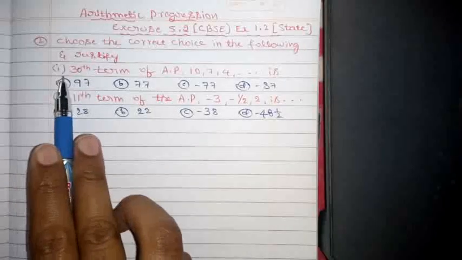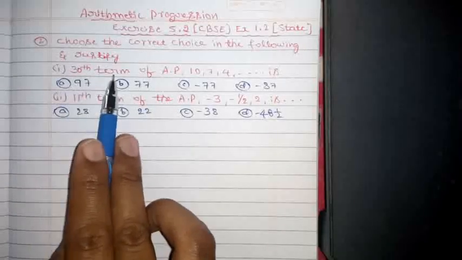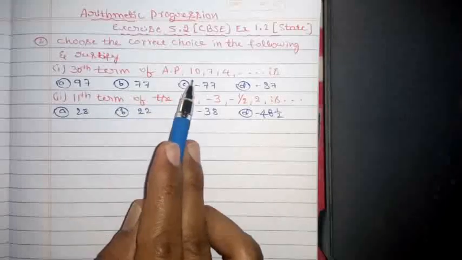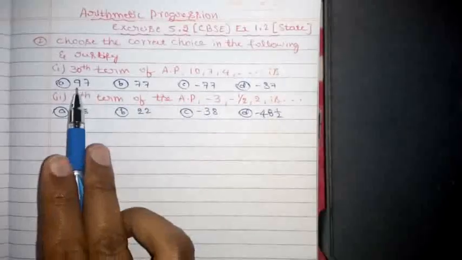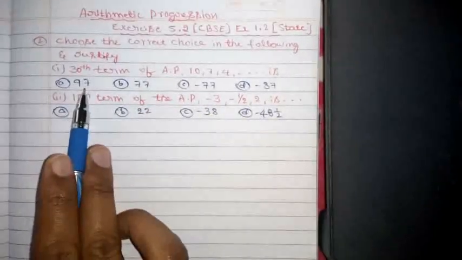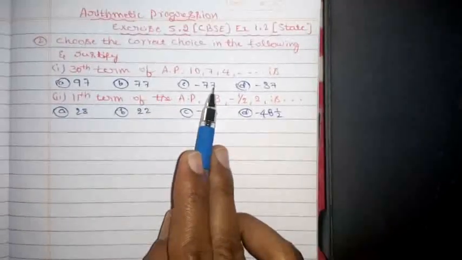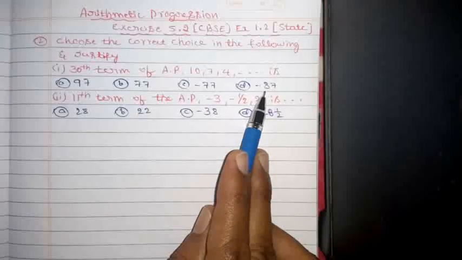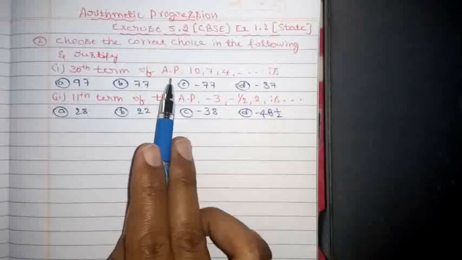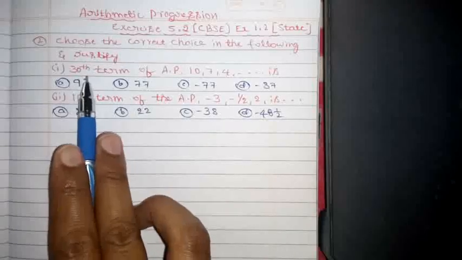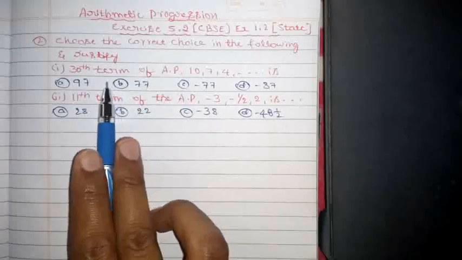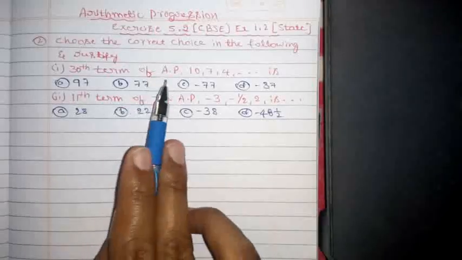Now in that, the first question is, the 30th term of the AP 10, 7, 4 is, and they have given four options: 97, 77, minus 77, minus 87. So you need to check which term will become the 30th term, right? So that is the first question.